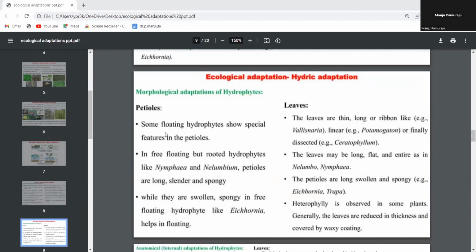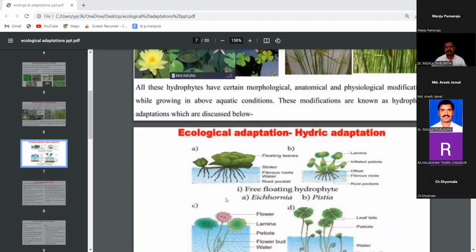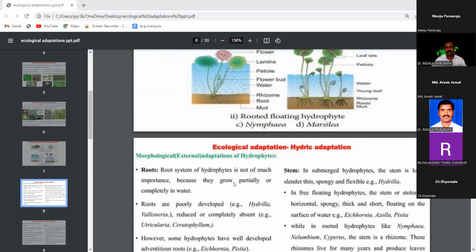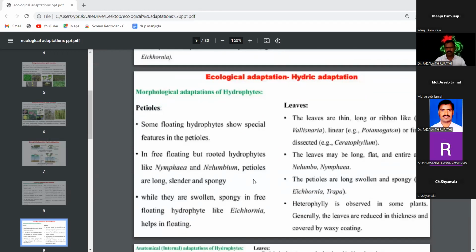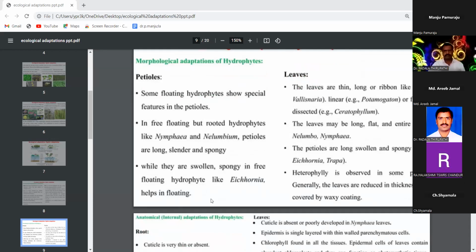Next morphological adaptation is the petioles. Petiole means the stalk of the leaf. Some floating hydrophytes show special features in the petioles. In free floating but rooted hydrophytes like Nymphaea and Nelumbium, petioles are long, slender, and spongy. This is called the petiole, the stalk of the leaf. They are small and spongy in free floating hydrophytes like Eichhornia, and help in floating.